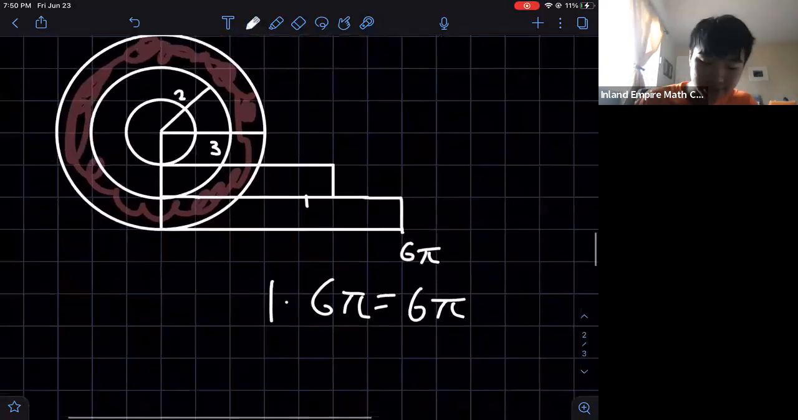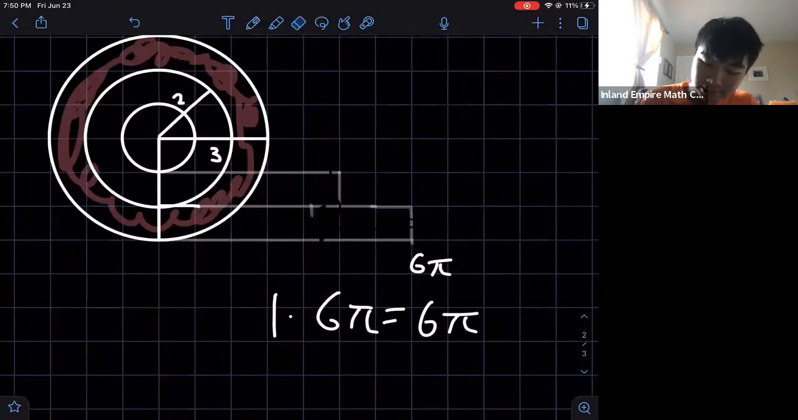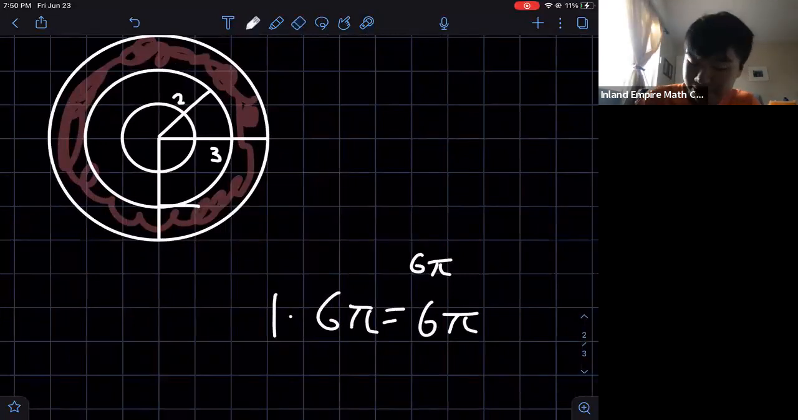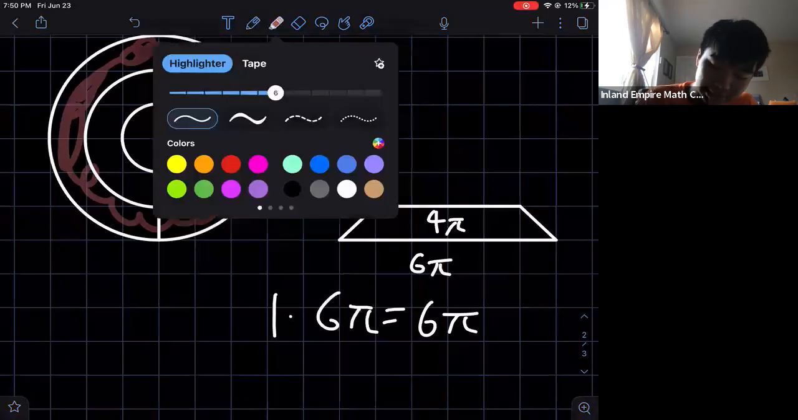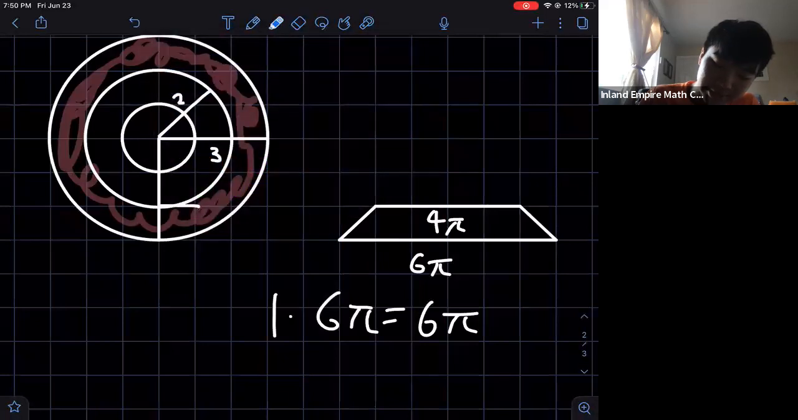Actually, it would be a bit easier to think about it like this. So let's take our original 6 pi trapezoid. So this is going to be 6 pi like this, right here, 6 pi. And on top is going to be 4 pi.